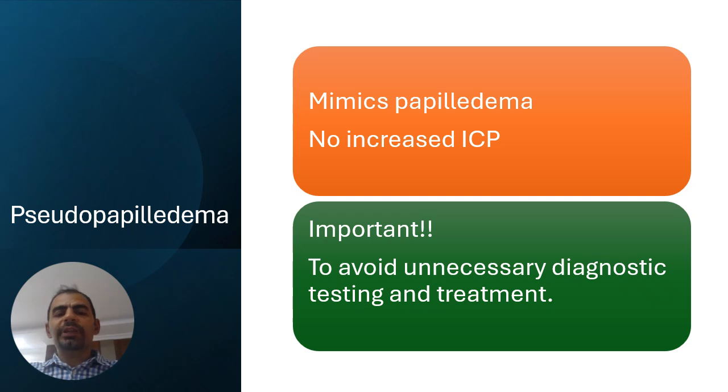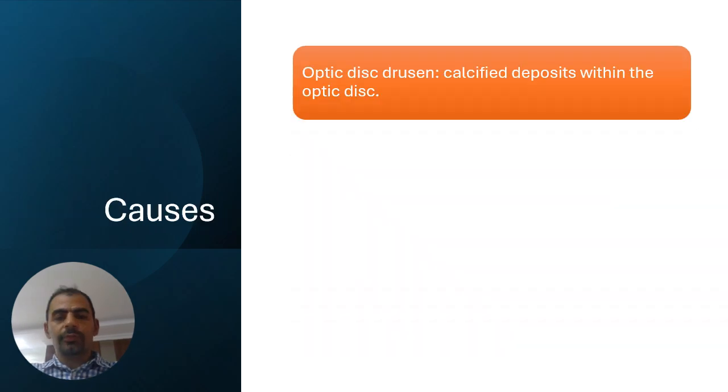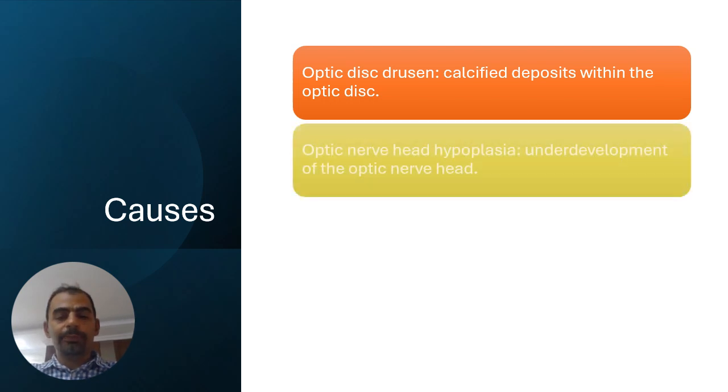So pseudopapilledema is the appearance of the optic disc during the fundus examination that mimics papilledema, but there is no increased intracranial pressure. It's important to diagnose that to avoid unnecessary diagnostic testing and treatment. The main causes of the pseudopapilledema include optic disc drusen, or the abbreviation is ODD, which is primarily a calcific deposit within the optic disc. We saw that in the ultrasound a few slides ago.